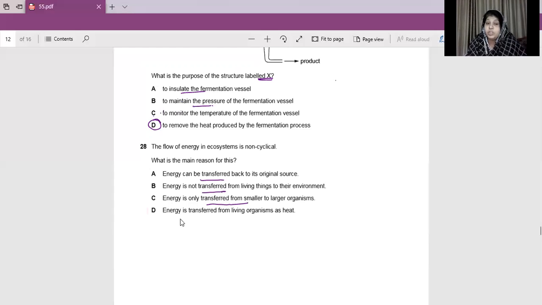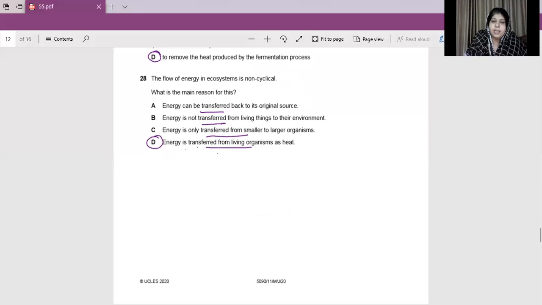Another question is related to this. Energy is transferred from living organisms as heat, because it is considered wastage also. If you remember, when we show the energy transference from one trophic level to another, we say only 10% is passing. The remaining is used as heat or wastage.